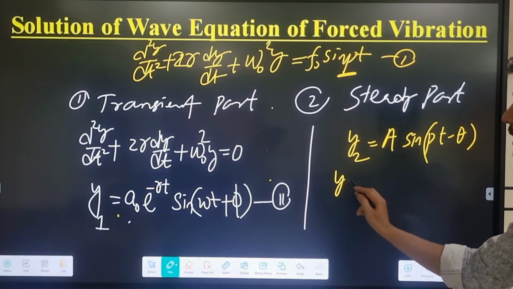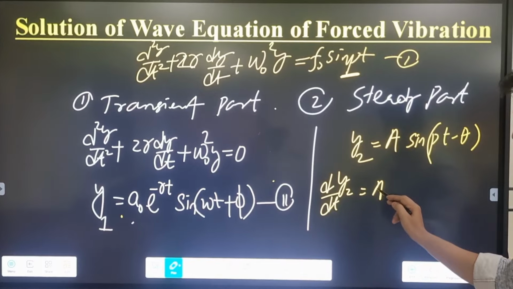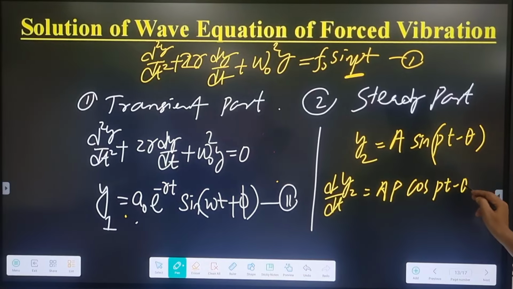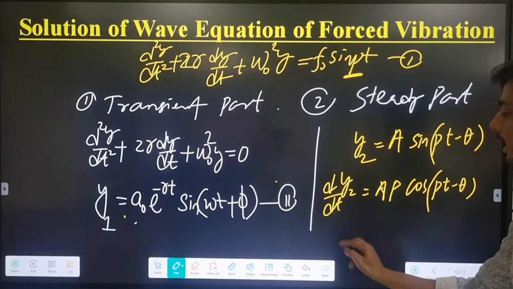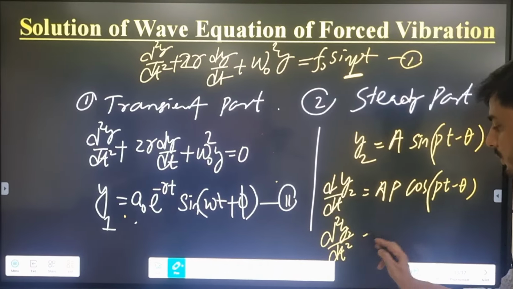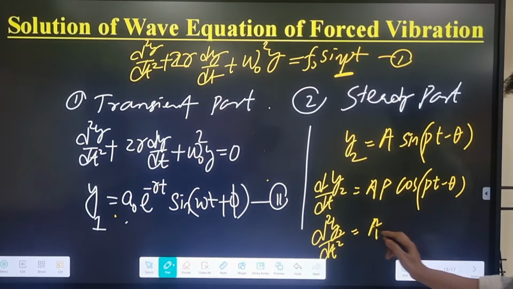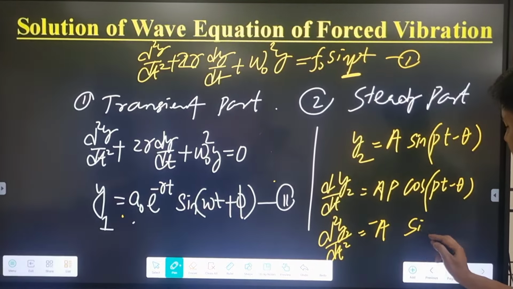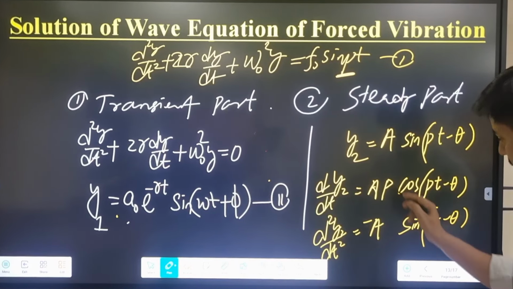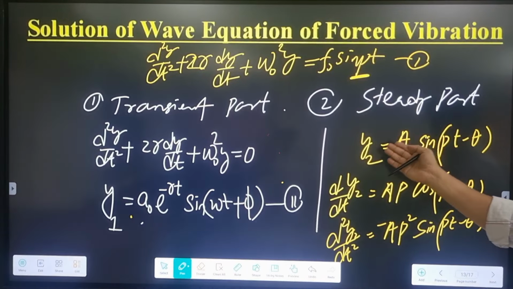Now you can find the first derivative d by dt of y2, which will be a p cos pt minus theta. Again, if you find the double derivative, the derivative of cos theta will be minus sin theta, so a negative sign will be there, sin pt minus theta, and another p will be there, so this will be p square. So we have the expressions for y2.